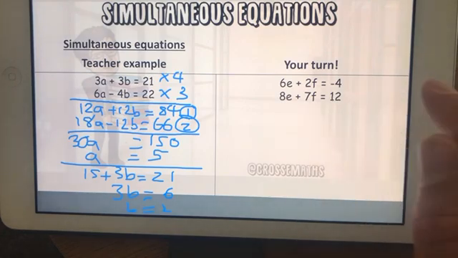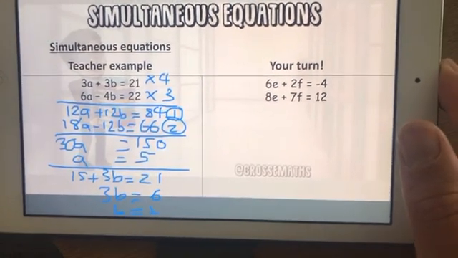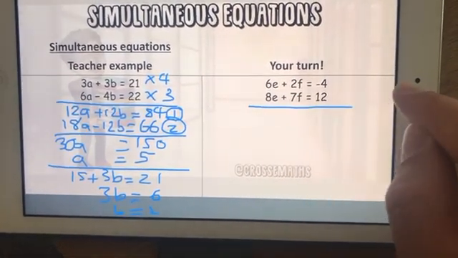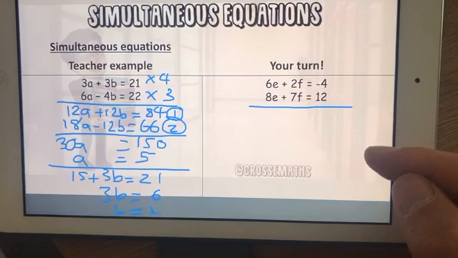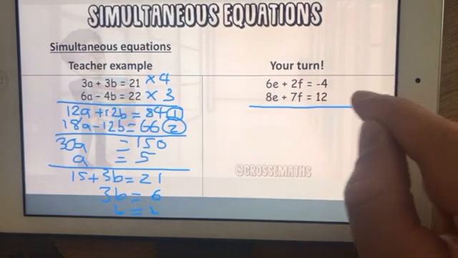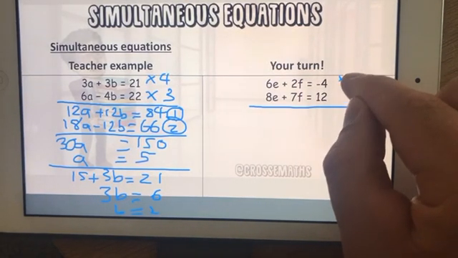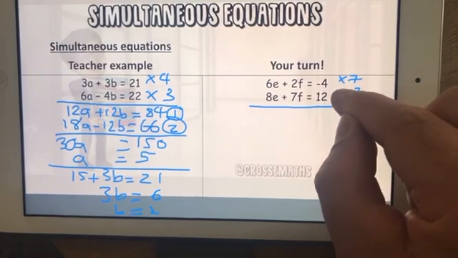Right then, so I'm going to go through this real quick. If you didn't have time to finish, don't worry. I'm still going to go through it. I want to make these two f's into the same thing. I'm going to times them, trying to make them into a 14. So I'm going to times the top by 7, and I'm going to times the bottom by 2.